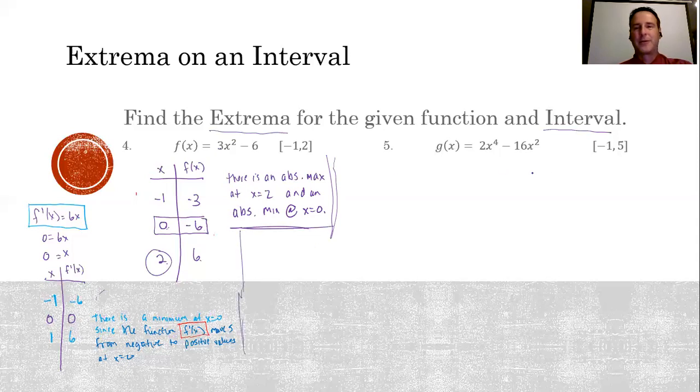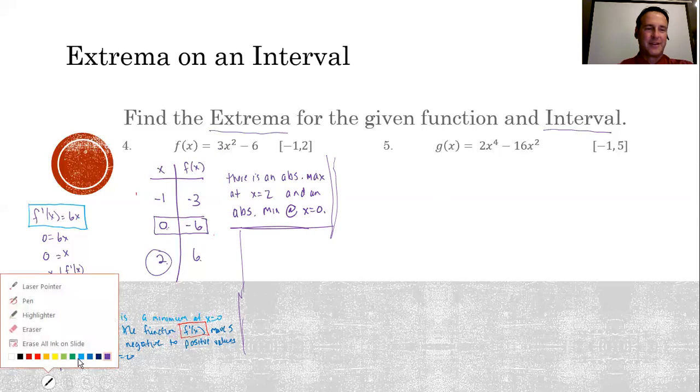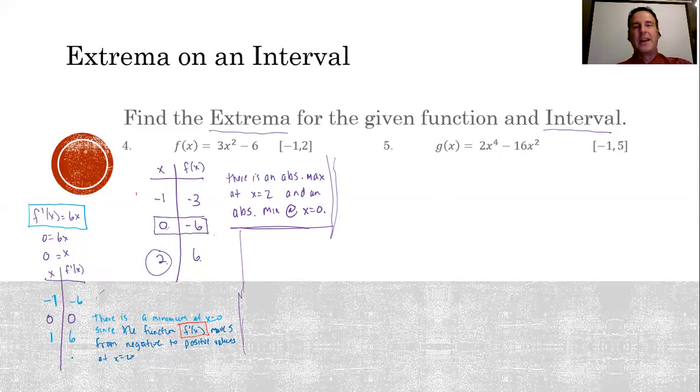All right, so here's my roadblock for this bigger problem. I probably don't need all that stuff, all that room, but just in case, let me do this in green as well. And I'm going to treat this the same way. I'm going to find my derivative. So let's take the derivative of g of x, which is g prime of x. And that gives me 8x cubed minus 32x. And we will set this equal to 0.